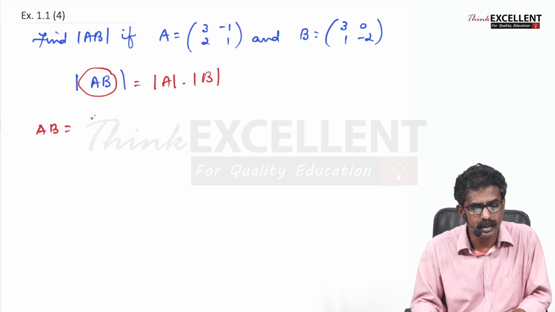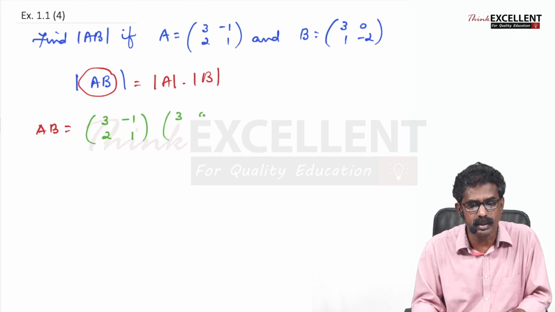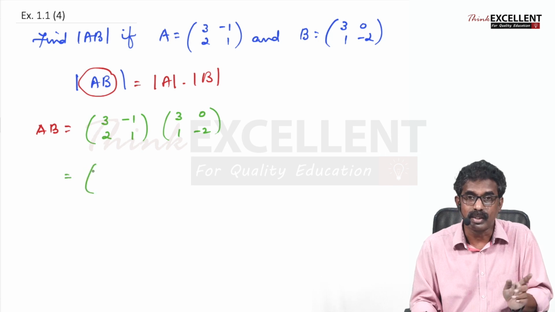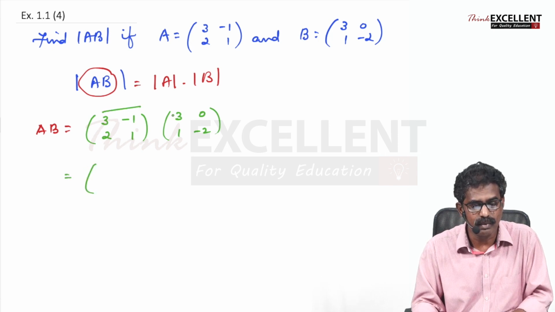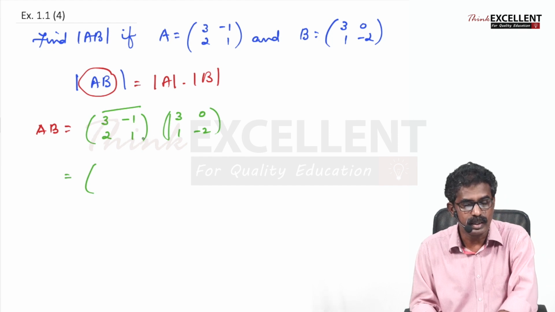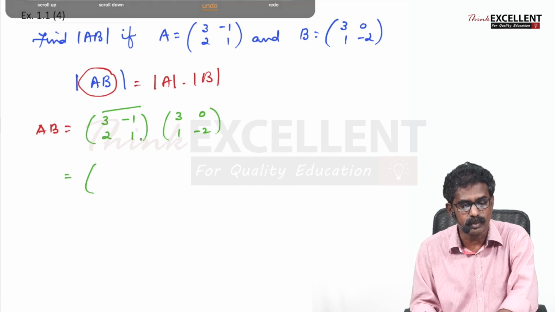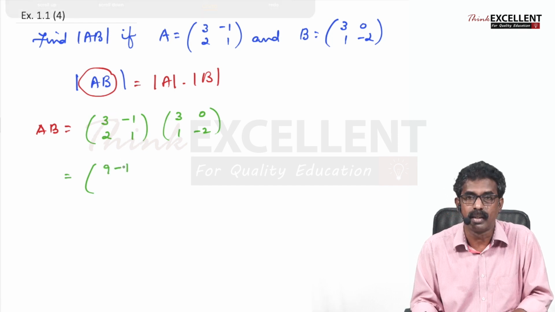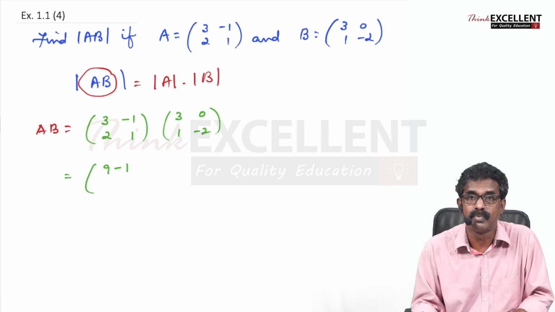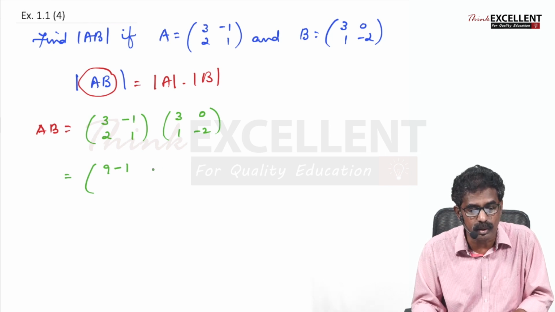What is A? 3, minus 1, 2, 1 into B. What is B? 3, 0, 1, minus 2. Matrix multiplication, you know. First row, first column, right? First row, first column. So do very carefully. So 3 3s are 9. Then minus 1 into 1. So minus 1, right? So 9 minus 1. Now first row, second column. First row, second column. 3 into 0, 0. Minus 1 into minus 2. Minus minus plus. So it is plus 2.